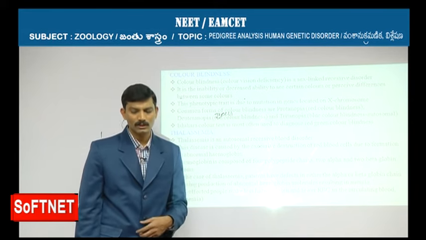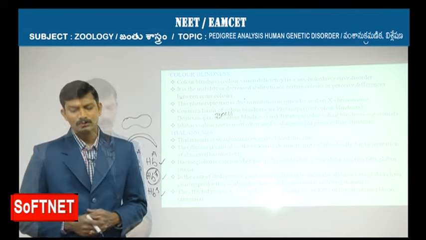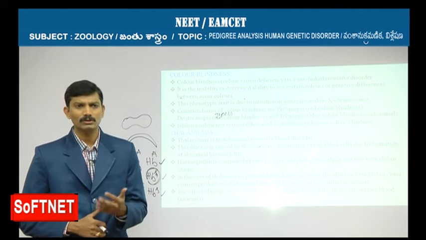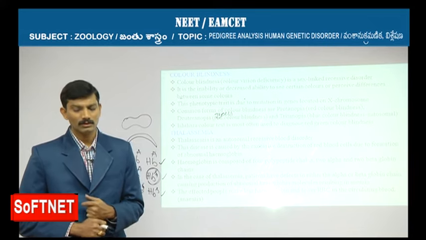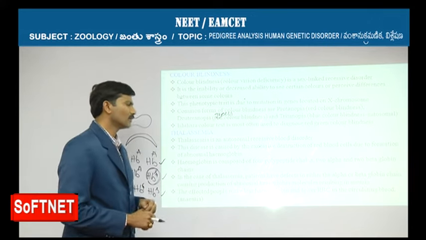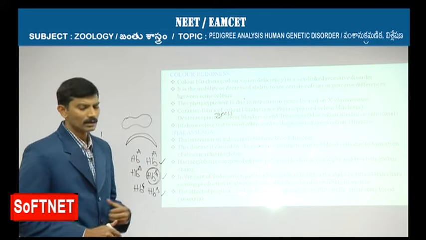This is an autosomal recessive disorder again. And what is the test that is helpful for an individual to detect this kind of disorder? We call it the Ishihara test, and it helps us to diagnose red and green color blindness.